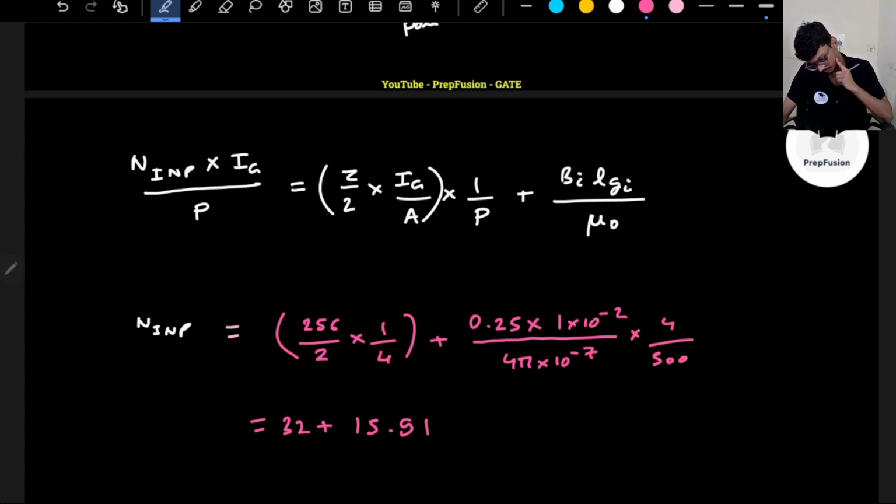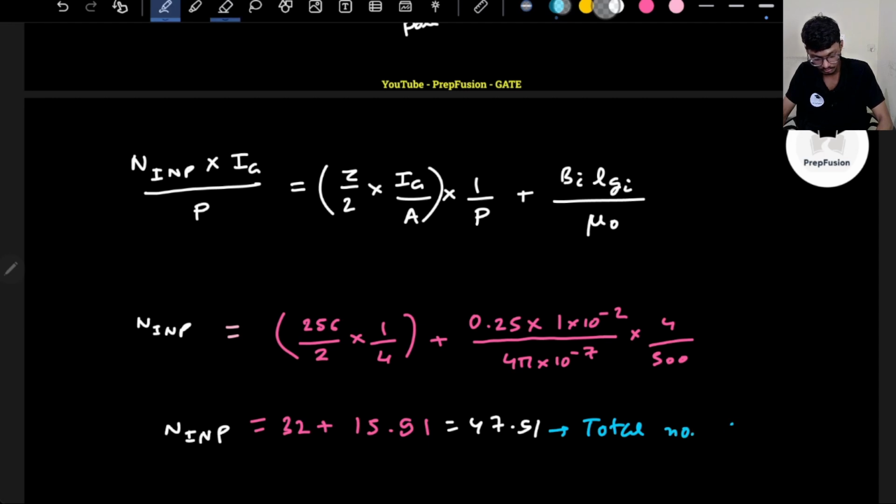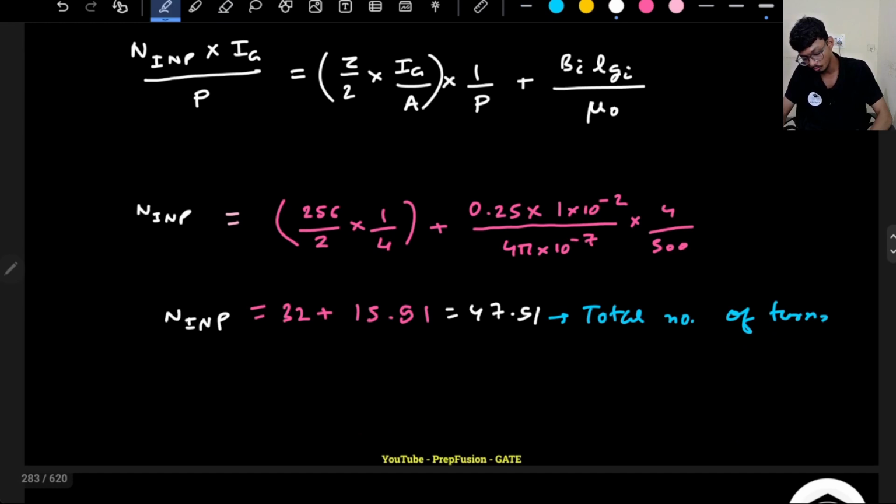Am I correct here? Z by 2 is also there. Oh yeah, this divided by 8. Yes, it is correct. So this is the total number of interpole turns, right? Not per pole turns. So this is the total number of turns, 32 plus 15.91, so this 47.91 is the total number of turns.